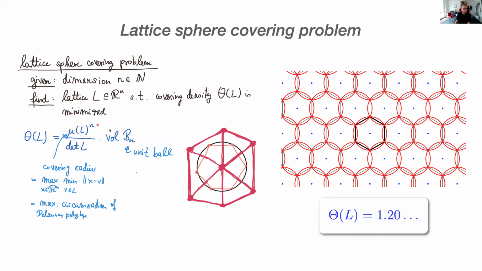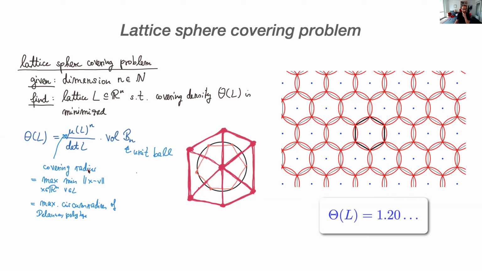So what do we have to do? First of all, we can ignore the volume of the unit ball, because that's a constant, independent of the lattice, only depending on the dimension. So in order to minimize this fraction, we either have to minimize mu of L or we have to maximize the determinant. In the first lecture, we discussed a little bit the max depth cone, so this will be helpful when dealing with the covering problem. We are going to maximize the determinant, and at the same time we try to fix the covering radius.